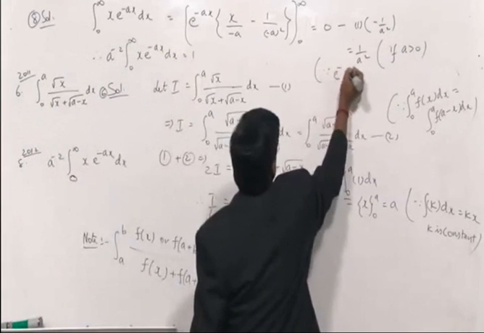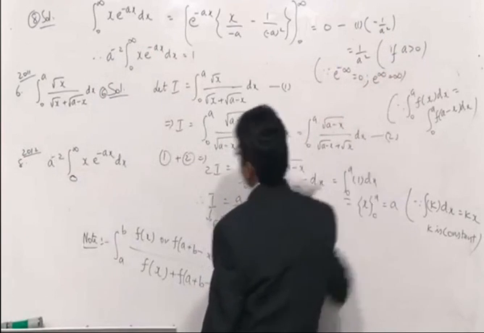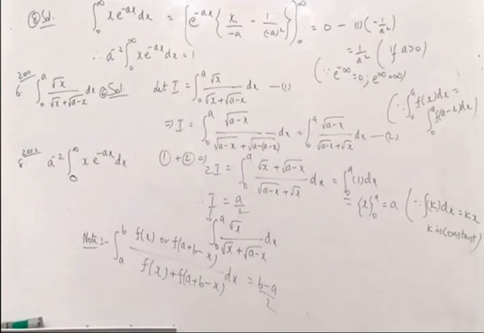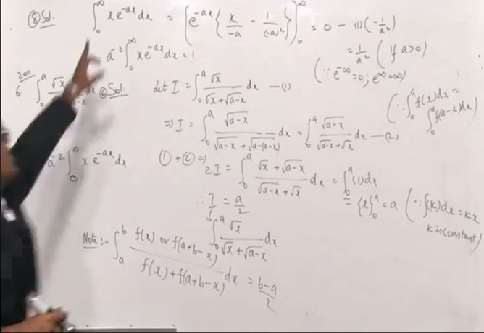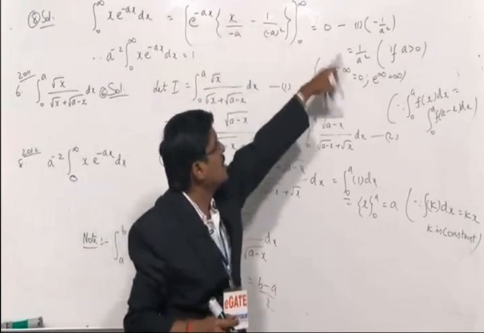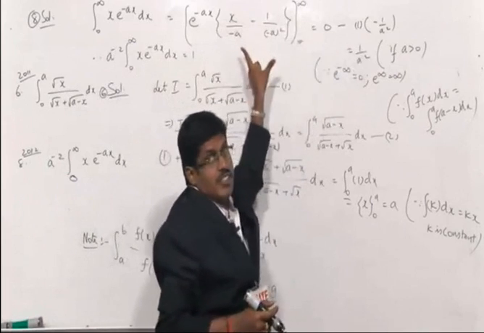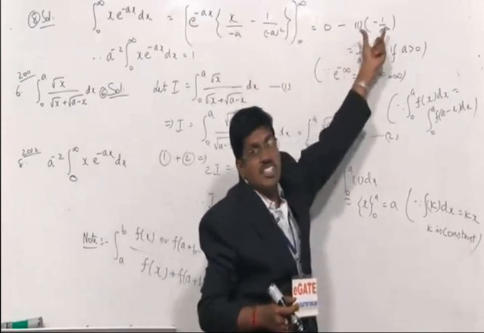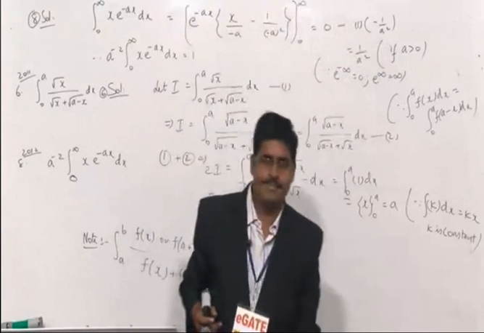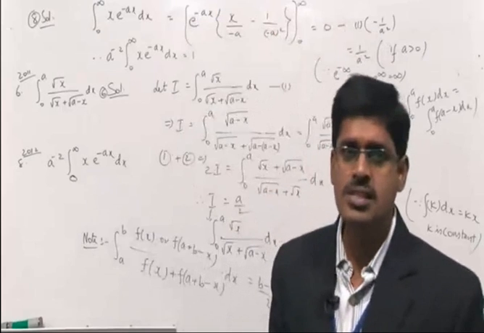Since e power minus infinity is 0, and e power plus infinity is infinity, I have already given this. That is the procedure, just using integration by parts here. Substituting infinity, e power minus infinity is 0 if you take a greater than 0. This 0 is the simplification after substituting the upper limit. This value is the simplification after putting the lower limit x equal to 0 in this entire expression. E power 0 is 1. Exponential 0 is 1. Exponential minus infinity is 0.